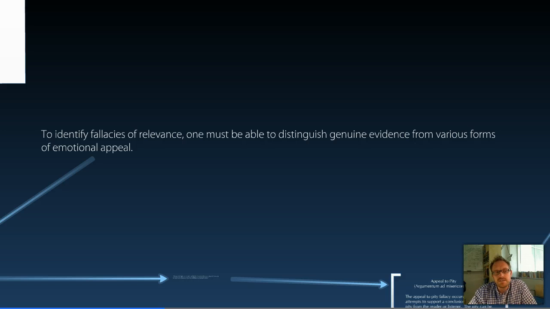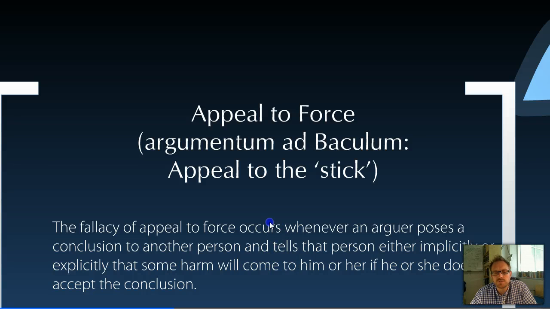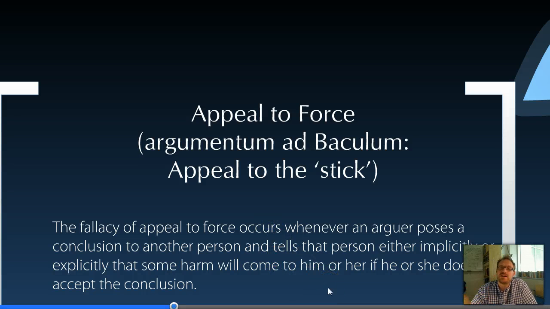Anyhow, fallacies. When you get fallacies of relevance, in order to identify these, you have to be able to distinguish genuine evidence from forms of emotional appeal. Now I'm just going to go through some of the examples here. The first type of fallacy here is the appeal to force, and some of these very common ones actually have Latin names that were given to them, I believe, in the Middle Ages by logicians. This is called the appeal to force, or the argumentum ad baculum. My apologies for misspeaking there. It means something like appeal to the stick.